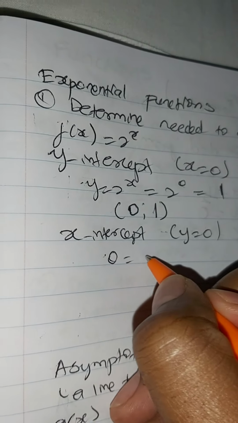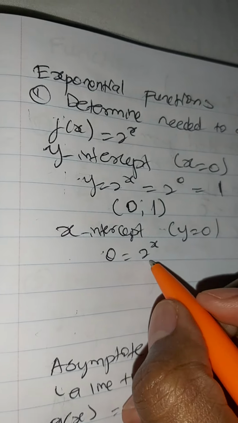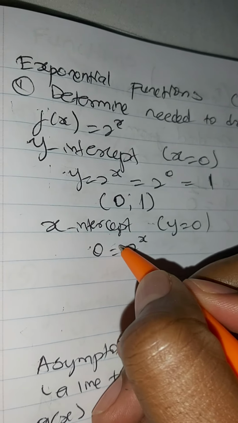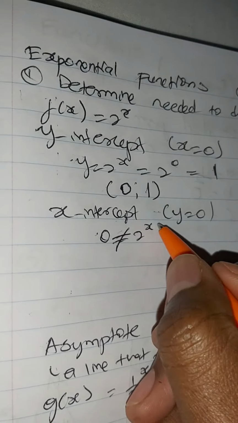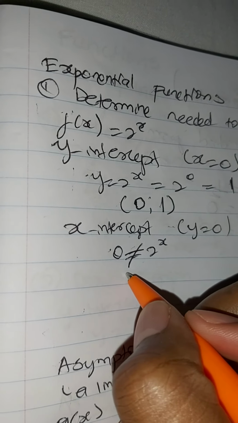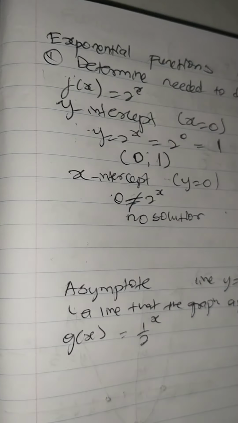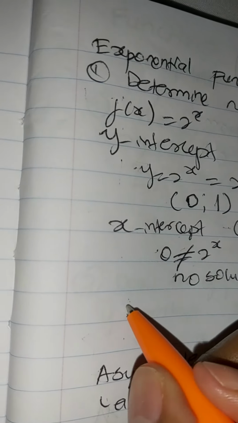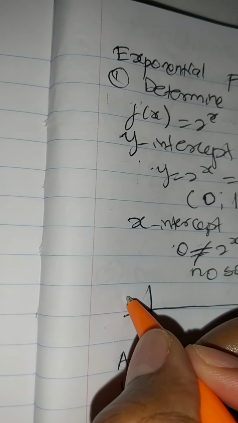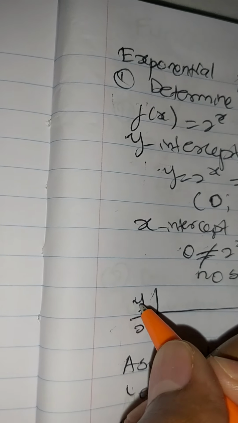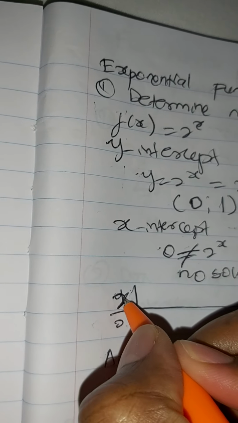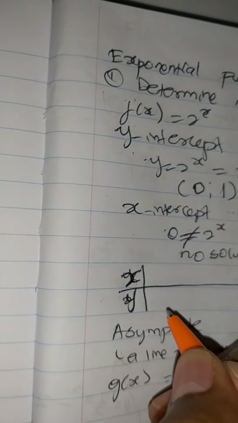So 0 equals 2 exponent x. You can't have 0 equal to 2 exponent x, so there is no solution on this one. Okay, then the next thing we do is to get the coordinates for this function in a table form like this, where we've got our x and the y.